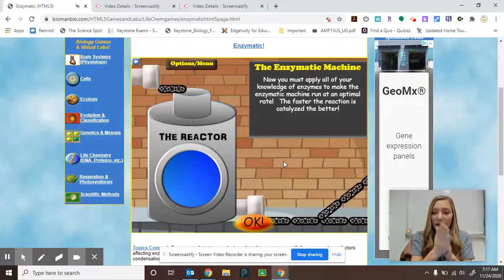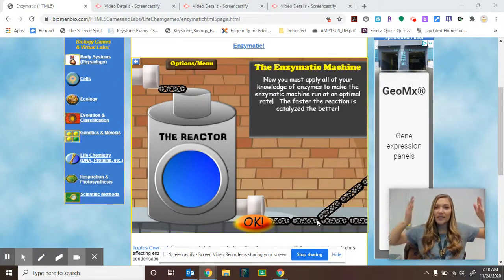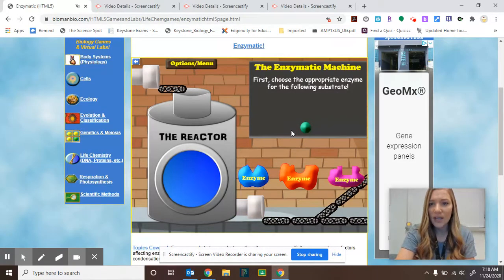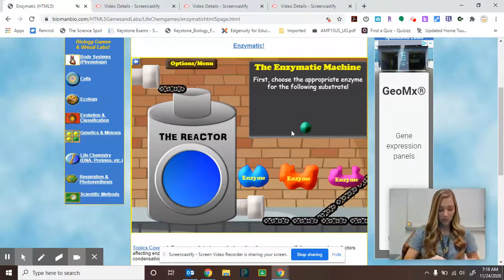Ooh, now we're at our last piece of the puzzle. Let's make this enzymatic machine work based on what we've learned in the previous sections. All right, guys, we're now at the enzymatic machine. We need to make this sucker work by applying the knowledge that we've just learned in our activity. It says first, choose the appropriate enzyme for the substrate. Remember, an enzyme and a substrate need to fit together perfectly, like a lock and a key, like a hand and a glove.